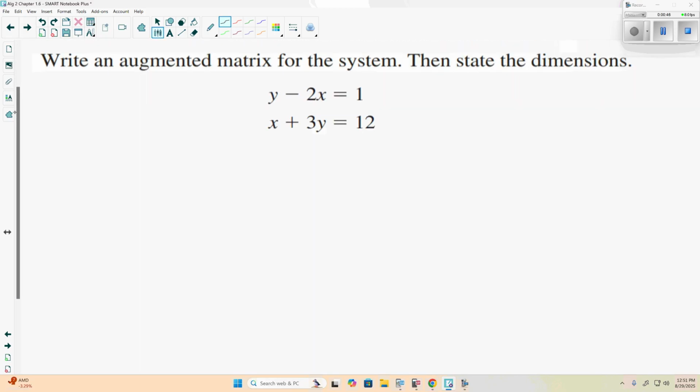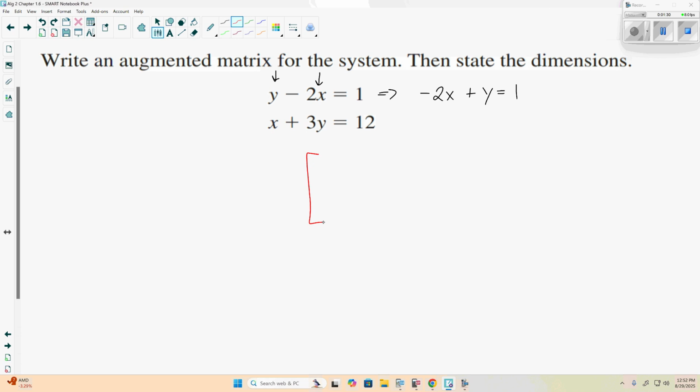So if we look at this first example, we want to arrange it so that the variables are in order, left to right, in alphabetical order. So we'd have x, y, z, or in this case, x, y. Now, if we notice the first equation, it's a little bit out of order because we have y before the x. Now, since they are on the same side of the equation, we can switch them. We'll put the negative 2x first, plus our y is equal to 1.